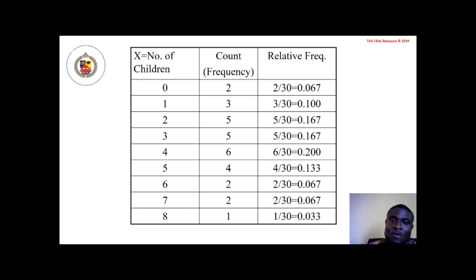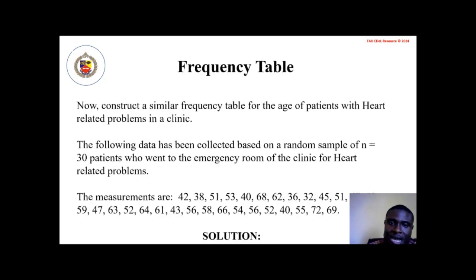So the number of families with no children is 2. That is the essence of the frequency. Then the number of families with 1 child is 2. So that is the building of the frequency table, and so on and so on. There's another example here that shows how you should go about the frequency table. Just as the first example, the same thing is applicable here.